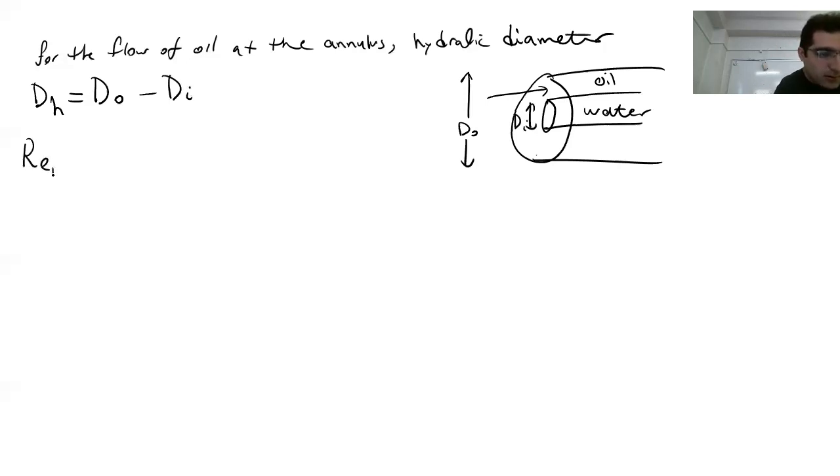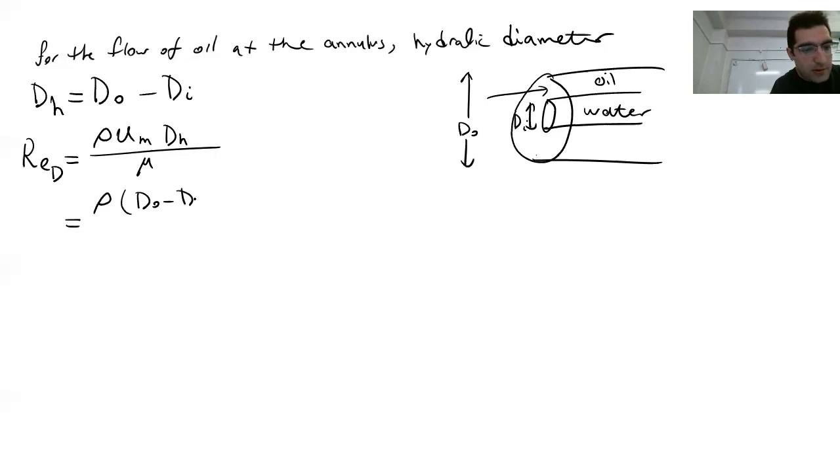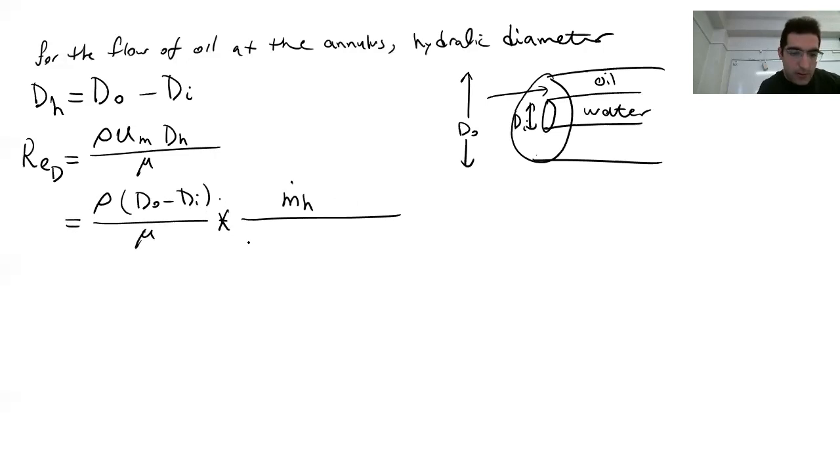So Reynolds D is, remember, Reynolds is defined as rho velocity diameter, in this case hydraulic diameter, divided by mu, which we can say equal to rho. For diameter, I would go ahead with dO minus dI. And for velocity, based on mass flow rate, I can say mass flow rate of the oil or hot flow divided by density times area, which is pi (DO squared minus DI squared) divided by 4. So remember pi D squared over 4, that's the surface area.